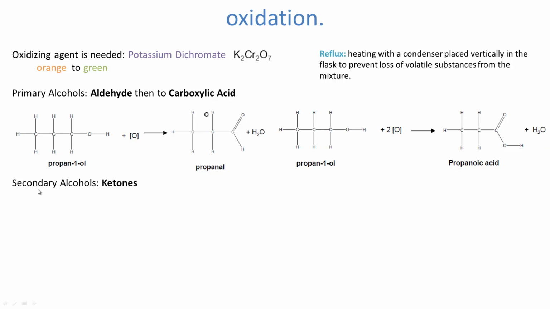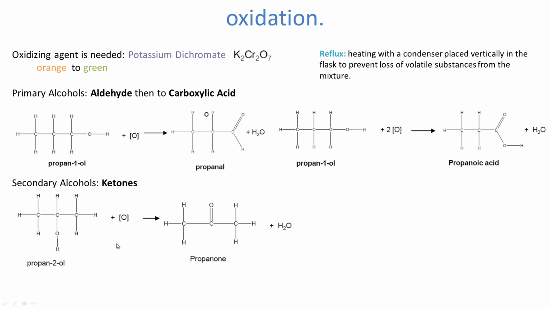Moving on, the secondary alcohol forms ketones, as you can see here, when the oxygen joins to this one. At the end, it's always going to be one. So this one, as you can see, is propanone, and the functional group is C double bond O. And for tertiary, it does not get oxidized, so we see no reaction.